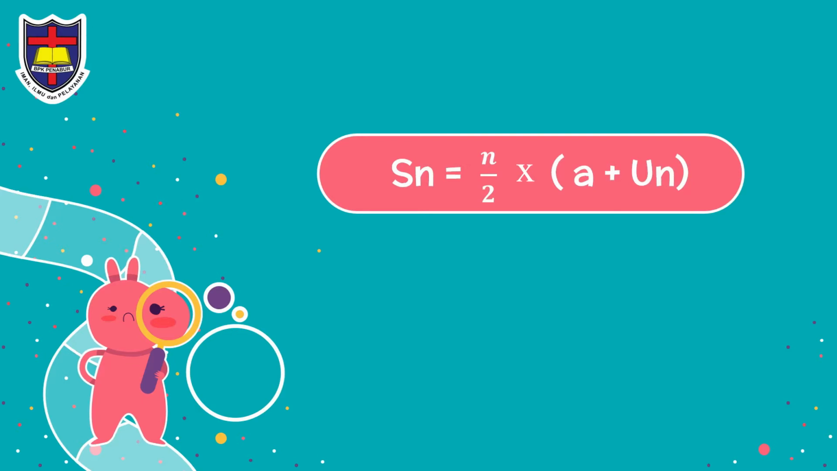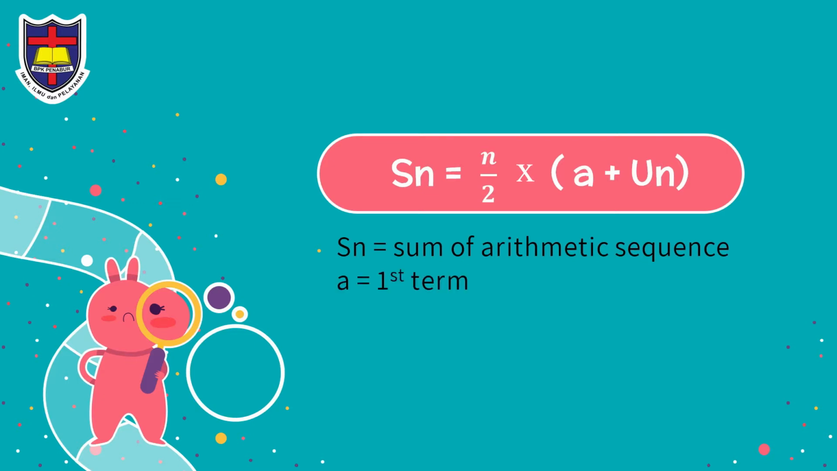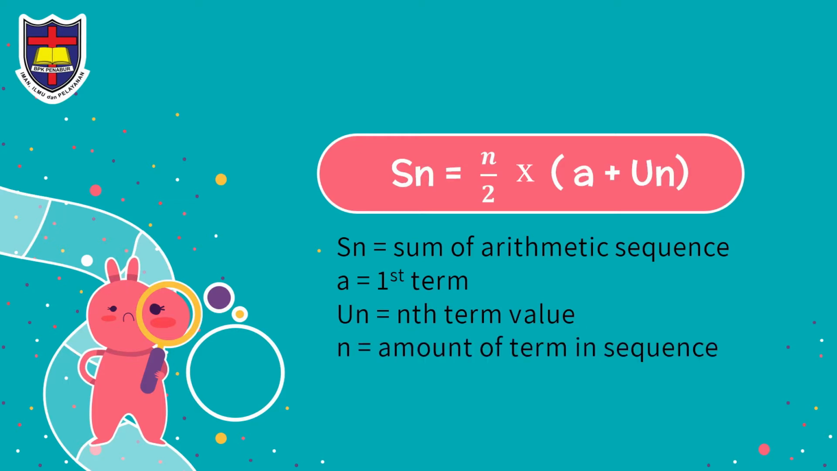So this is the formula for arithmetic series. So we have Sn equals n over 2 times in parentheses a plus un. So Sn is the sum of arithmetic sequence, a is the first term, un is the n-th term value, and n is the amount of terms in the sequence.